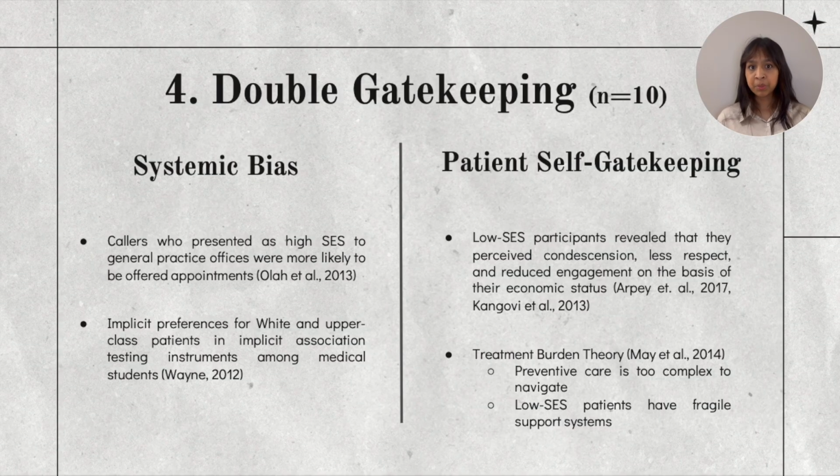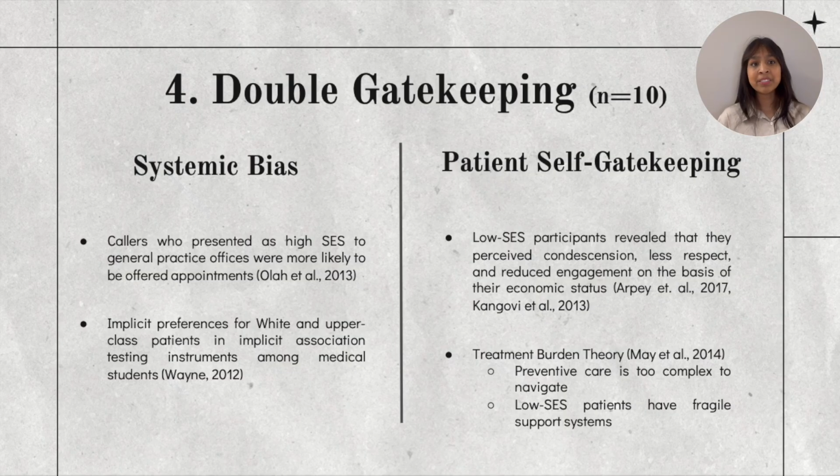The fourth theme is double gatekeeping, which includes both systemic bias and patient self gatekeeping. Systemic bias within healthcare contributes to unequal treatment. Studies show that patients who are perceived as having higher socioeconomic status are more likely to be offered appointments for preventive care services. Racial and minority groups, particularly Black Americans, experience disproportionately poor health outcomes linked to both socioeconomic disadvantage and structural inequities. At the same time, patients may engage in self gatekeeping, avoiding preventive care due to mistrust or negative past experiences. Many low income patients report feeling disrespected or dismissed in healthcare settings.